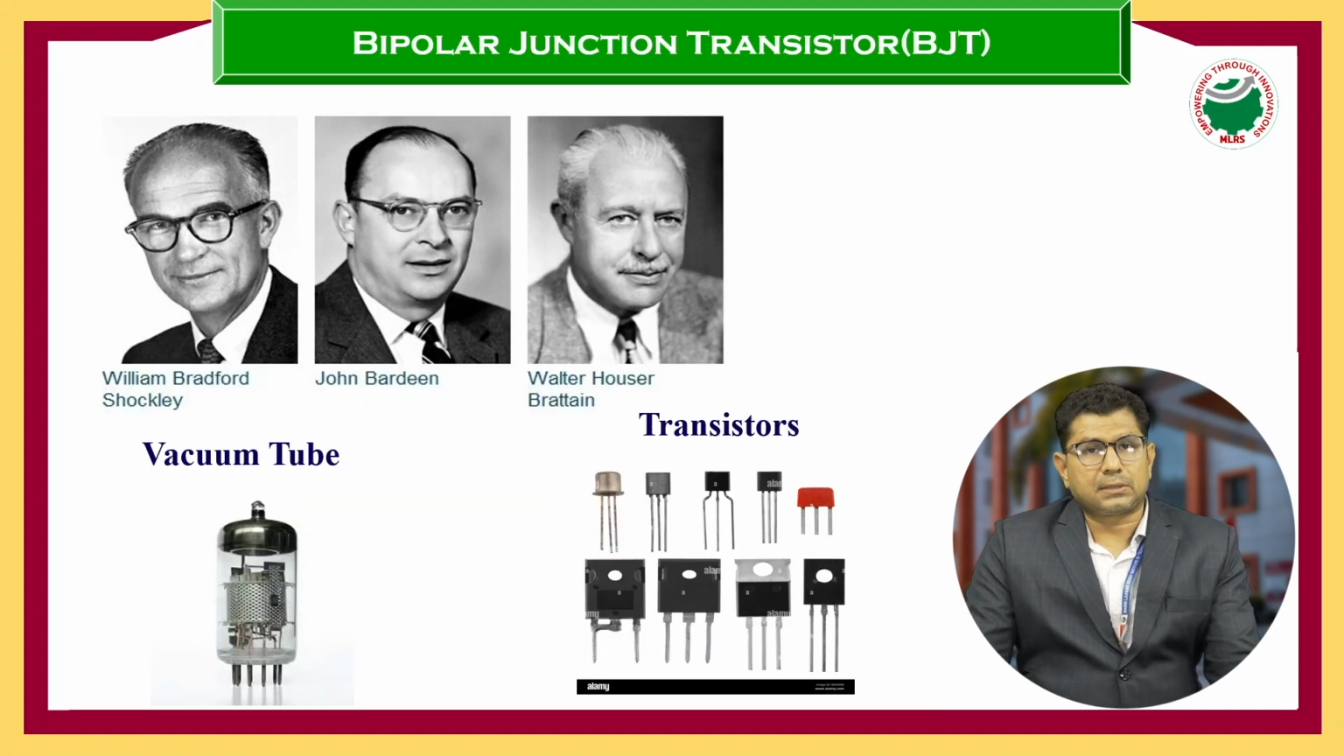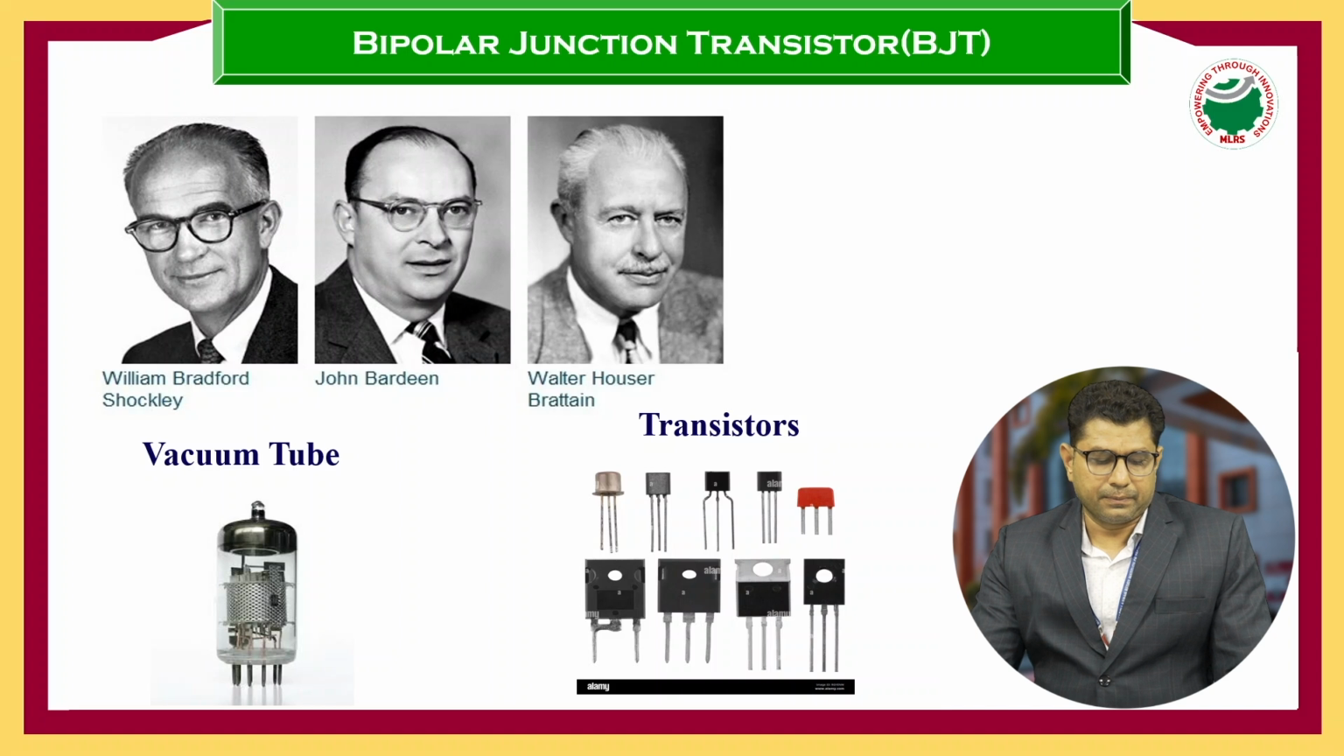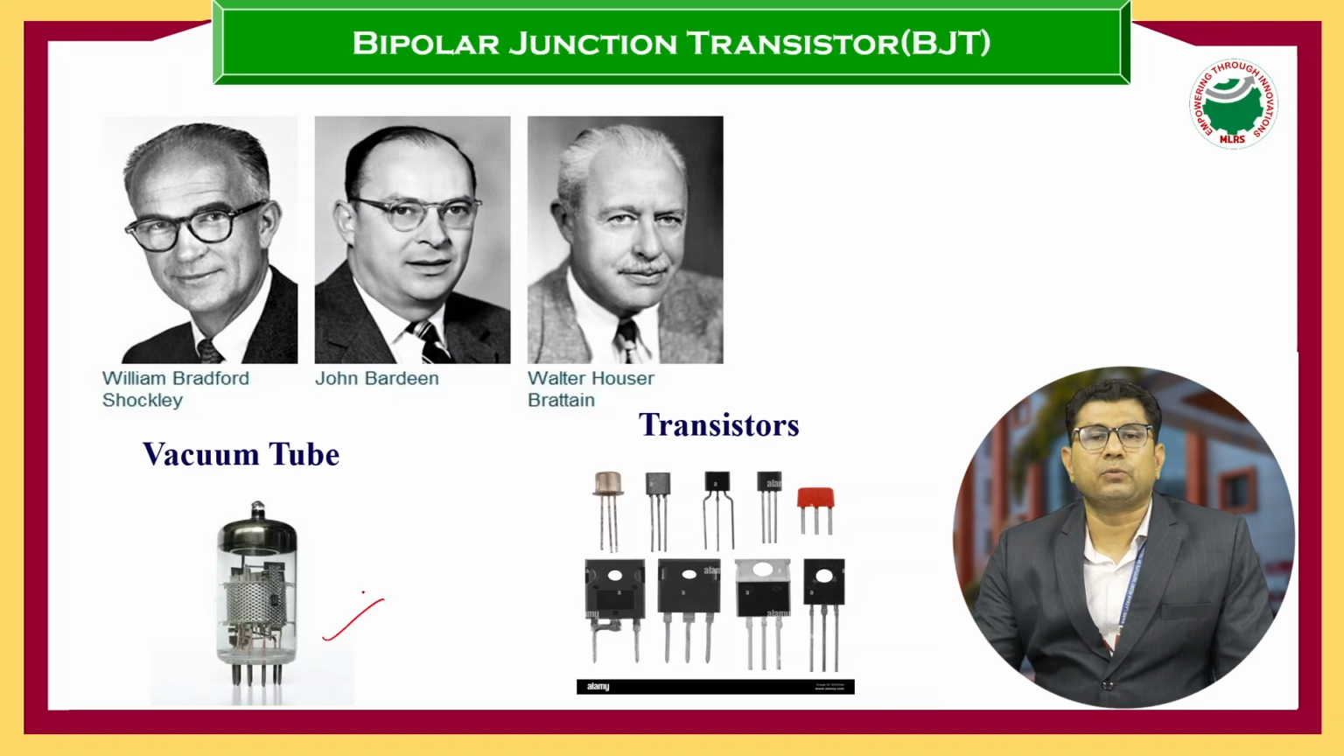This transistor was invented by William Shockley, Bardeen and Brattain. These three scientists invented it in 1947 at Bell Laboratories. Before this, we were using vacuum tubes. The major drawback of vacuum tubes is their size. They are bulky, so they consume more power and occupy more space. These are all disadvantages.